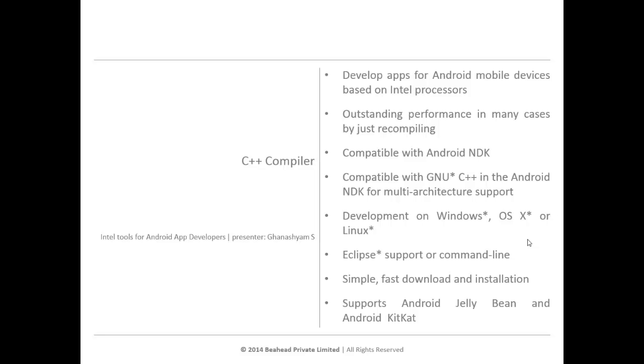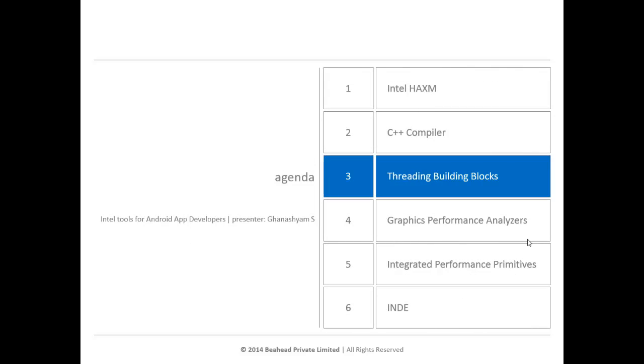It provides Eclipse support, or you can compile the applications using the command line. Note that applications compiled using the Intel C++ compiler will give you the optimizations only if the applications are running on Android Jelly Bean or Android KitKat.